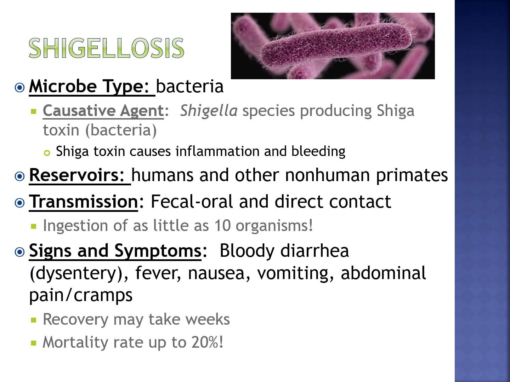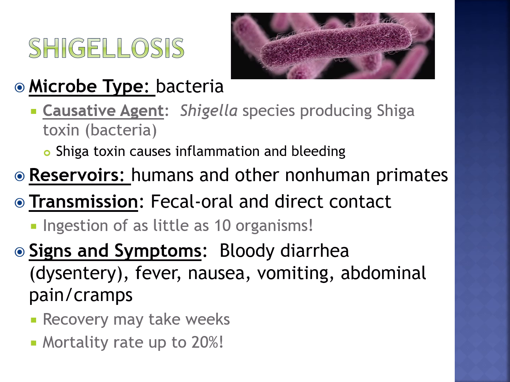The ingestion of as little as 10 cells, essentially, can lead to an individual getting sick. So it's a pretty efficient little microorganism. Some signs and symptoms that we could see with shigellosis is bloody diarrhea. We also call this dysentery. If you ever played the Oregon Trail, you know, dysentery was one of the ways to pass on the Oregon Trail. Fever, nausea, vomiting, abdominal pain, and cramps.